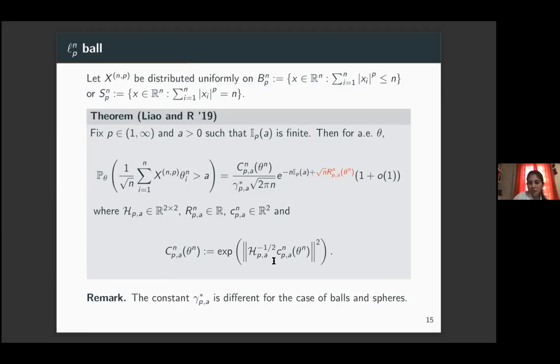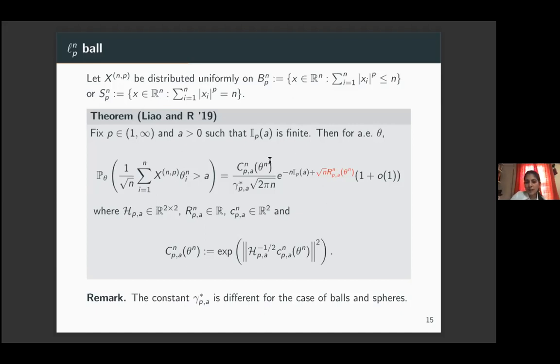And I'm not going into the details of what this constant is, but it's pretty explicit. H_p,a is a particular matrix, and C_p,a,n are constants, which we have written in our paper explicitly, so you can look at them. I will tell you a little bit more about these constants. But are there any questions at this point?